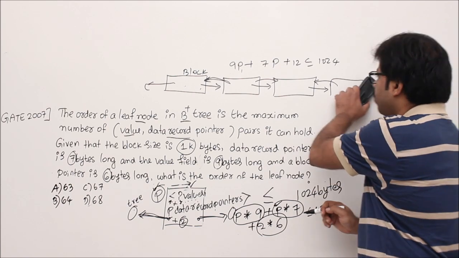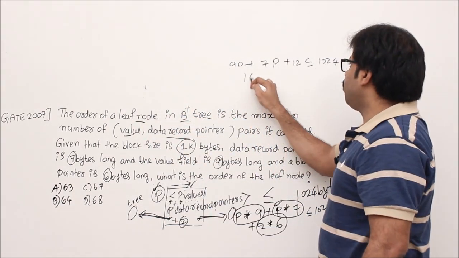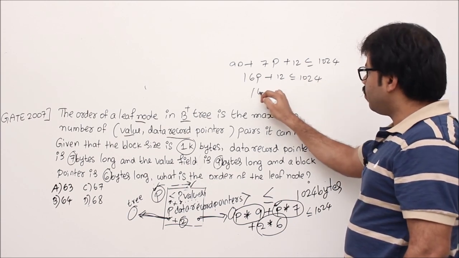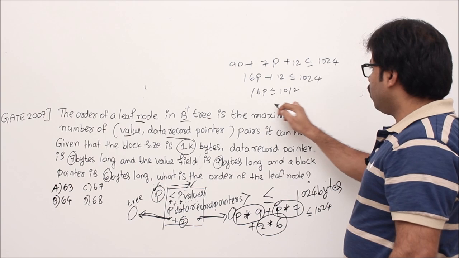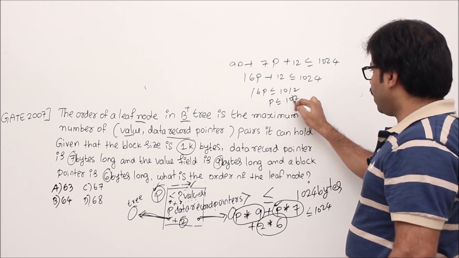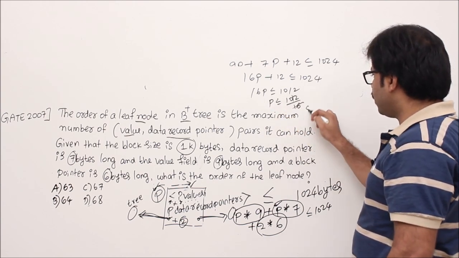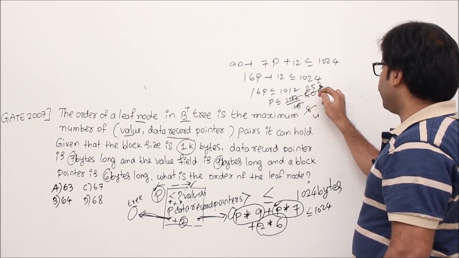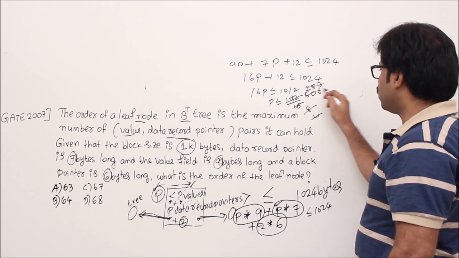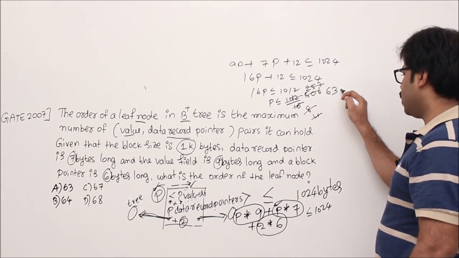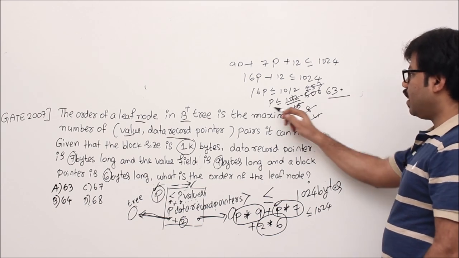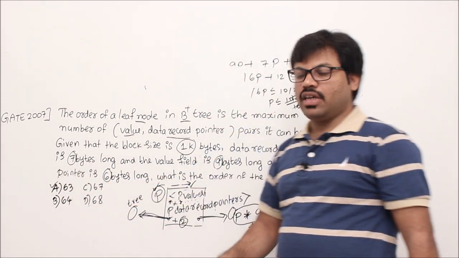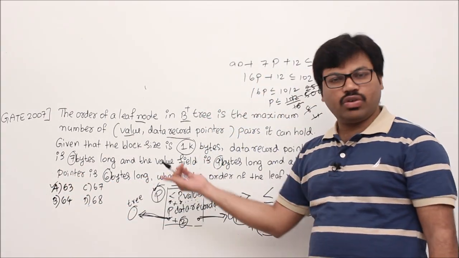Then it would become 16p plus 12 less than or equal to 1024. So 16p less than or equal to 1012. p should be less than or equal to 1012 by 16. If you simplify, 2 8s are 16, 2 506, so 2 4s are 253, so 4 6s are 24, 4 13s are 52, 4 3s are 12, so 63 point something. So p is less than or equal to 63 point something, that means 63. So option A is correct. In place of 2 pointers, if you take 1 also, you get the same answer.